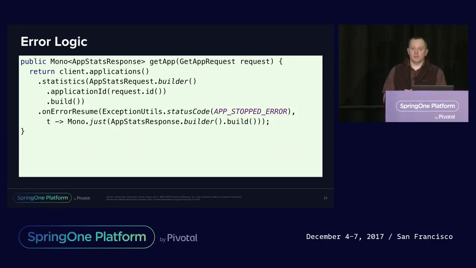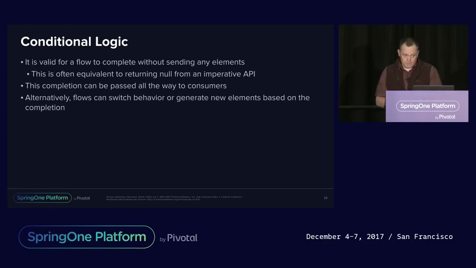The way we do that is we observe that there has been an error. We consume that error. We don't actually use the error to do anything. We just say, I will return an empty app stats response. So at the end of the day, whoever's called us will get back an app stats response, and it will either be populated with a bunch of useful stuff, or it will just say, yeah, there's nothing to know here. So that's conditional logic based on errors.